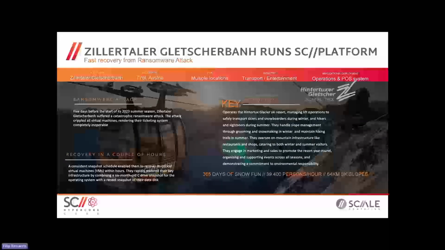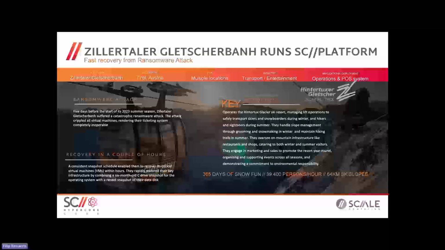They went for Scale Computing initially because they have a mix of smaller data center and edge, with multiple locations. However, just before summer in 2023, which is also a really good season for them because they have a lot of hikers, and a ticket costs around 50 to 60 euros, they were hit by a ransomware attack.